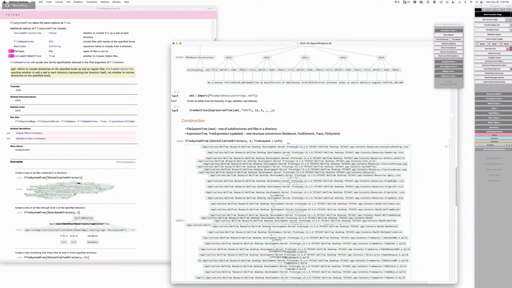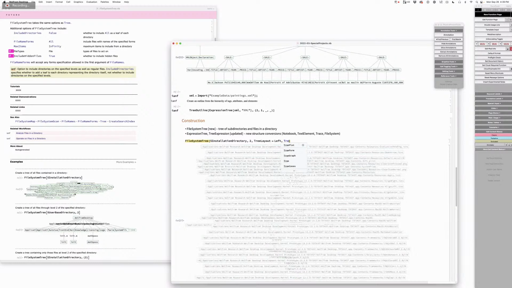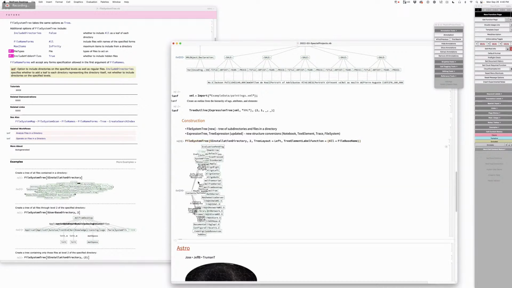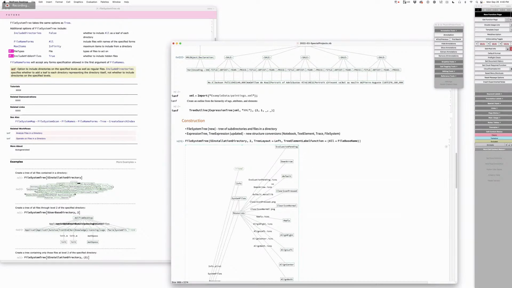Do tree element label function. All arrow file base name. Like this? No, the symbol. File base name? Yeah. What is that? Is that a symbol? Yeah. It gives the base name of a file. Okay. The heck is this? My God. What is this?